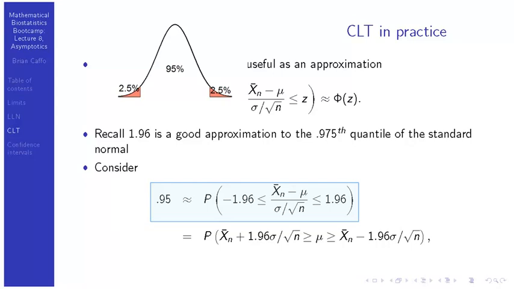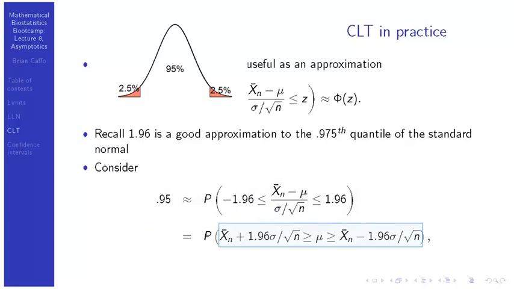And then let's take the interior of this probability statement and just rearrange terms a little bit, making sure that if we multiply everything by a minus sign, we flip the inequalities. And we get that X̄n plus 1.96 sigma over square root n is bigger than or equal to mu, which is greater than or equal to X̄n minus 1.96 sigma over square root n, that probability is about 0.95. What that's saying is that the random interval X̄n plus or minus 2 standard errors contains mu, the non-random entity, with about 95% probability.